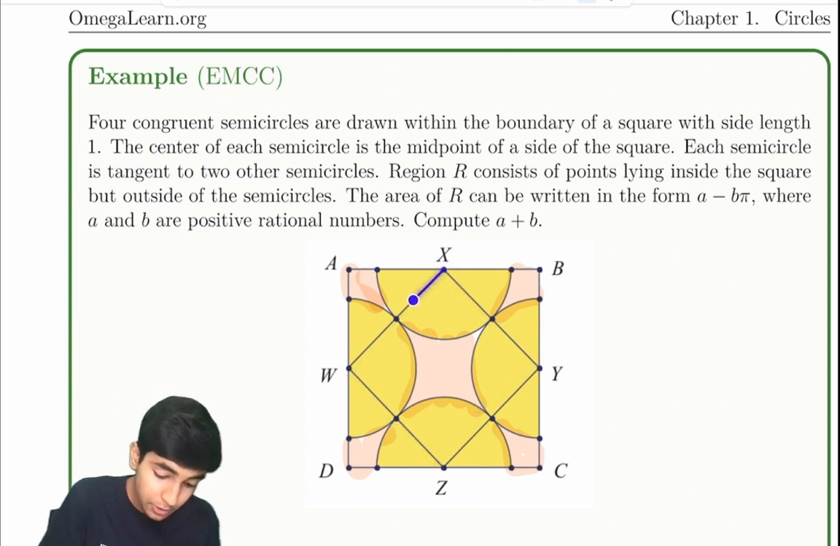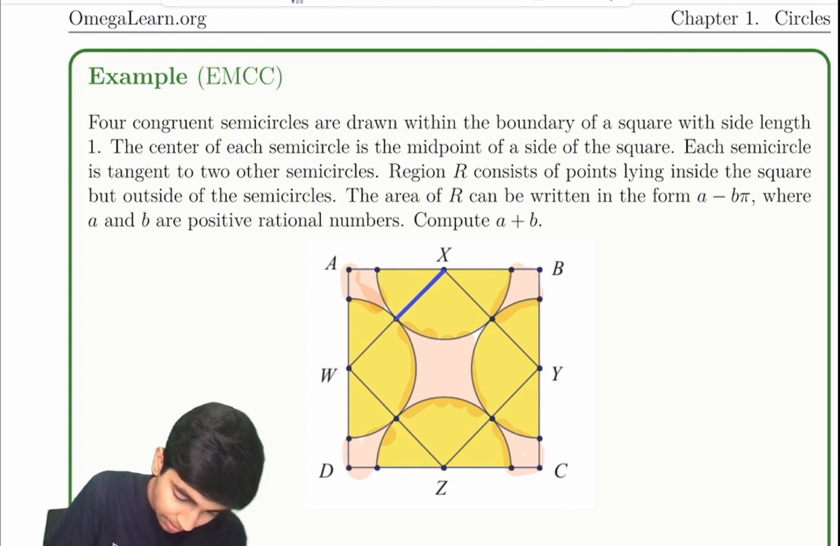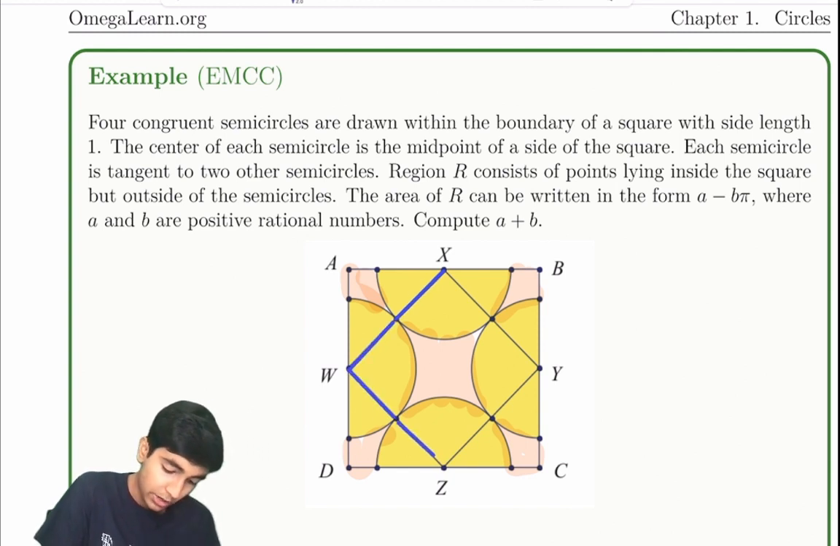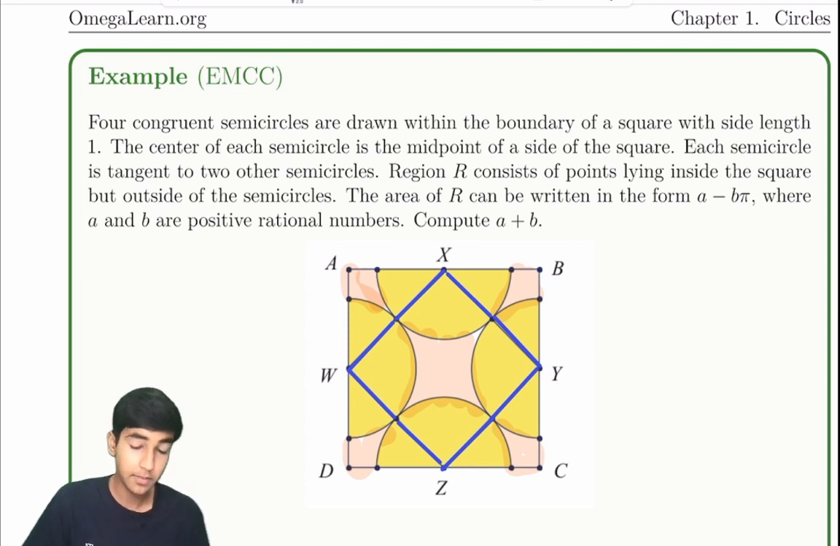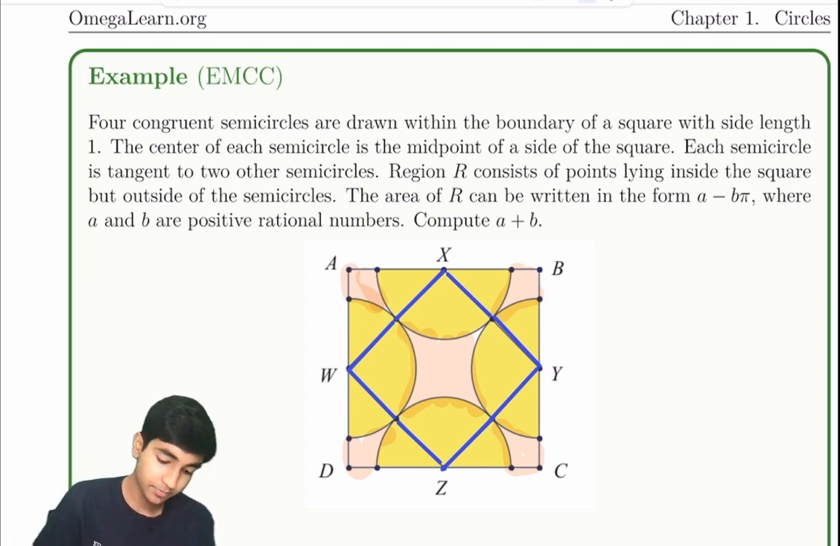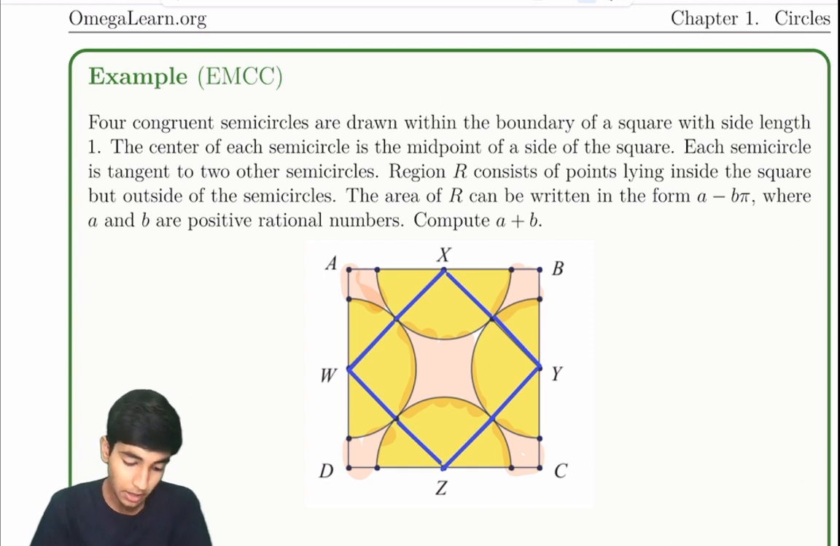But the reason we're going to draw these lines is that they mark the points of tangency. And notice how this does indeed form another square, a different one from the one in the original question. Basically, we're trying to find this total region area, all this red area here.